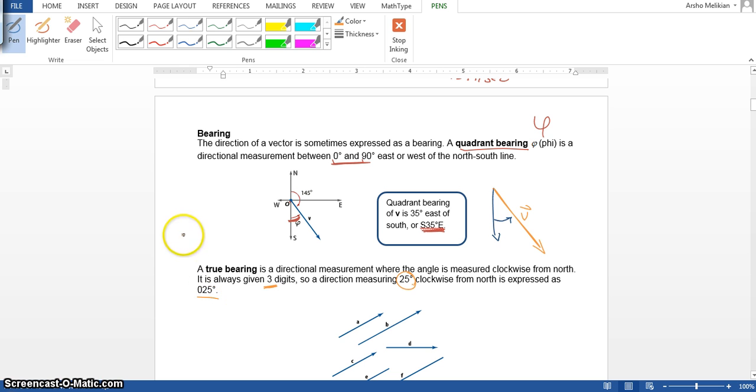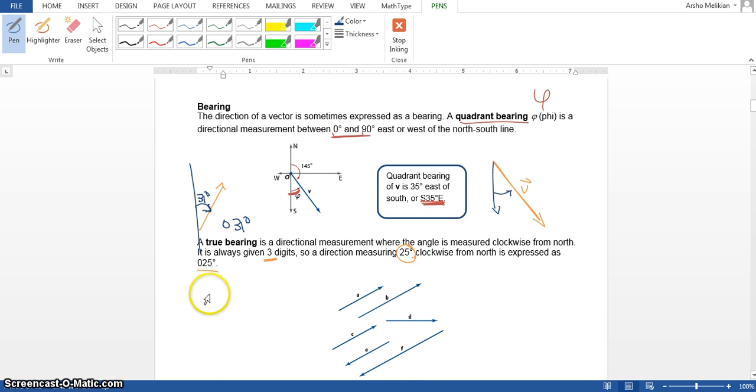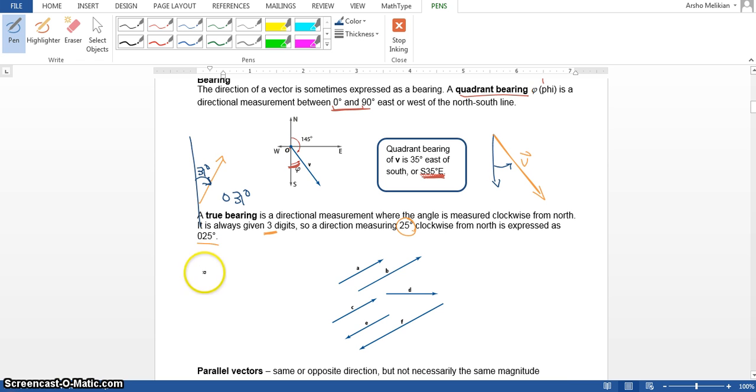So if your vector looks like this, you draw a north-south line, and suppose you measure this angle and it turns out that it's 31 degrees, then the true bearing would be 031 degrees. All right? Questions? Wait. How is it 031 degrees? I'm sorry. You always have to express it in 3 digits for the true bearing.